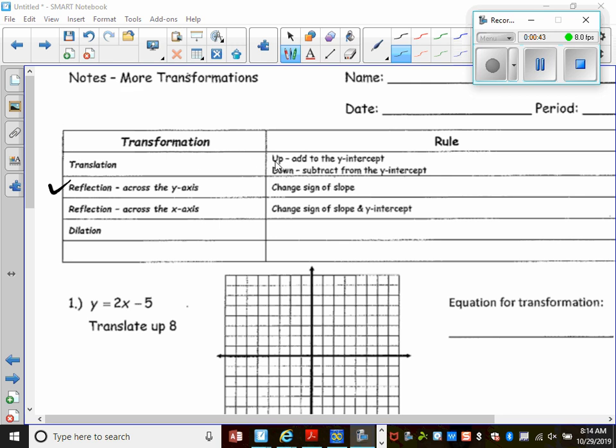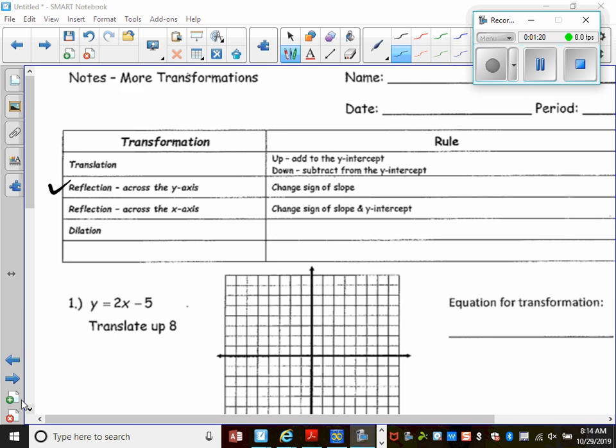Basically, the translation is just simply moving the line up or down, and that means that's going to affect the y-intercept only. A reflection across your y-axis means that you're changing the sign of the slope. Now, when it says change the sign of the slope, that means to its opposite sign. So if it's positive, opposite will be negative to change. If it's negative, then you change it to positive. Okay, reflecting over the x-axis, you change both to its opposite sign. You're going to change the sign of the slope and the y-intercept.